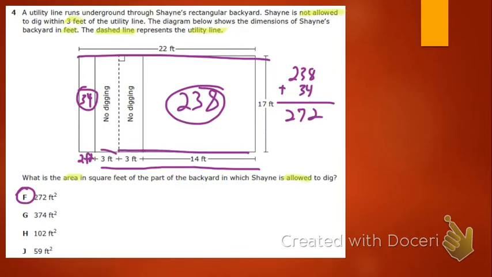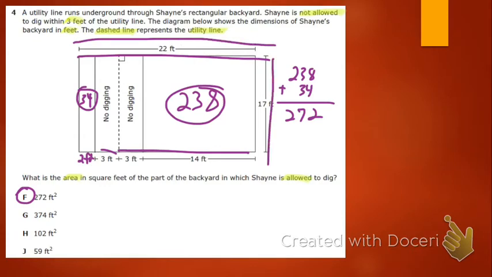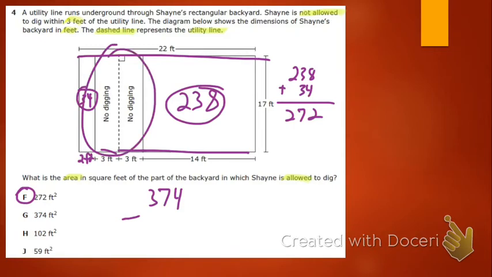Another way y'all could have solved it, ladies and gentlemen, is y'all could have solved for the area of the entire yard, which would be 22 times 17, which would give you a total of 374. Then you subtract the area that you are not allowed to dig in, which is 3 plus 3, which is 6, times 17, which gives you this area right here, 102. You subtract it, and you get the same answer, 272. But either way would work, ladies and gentlemen.